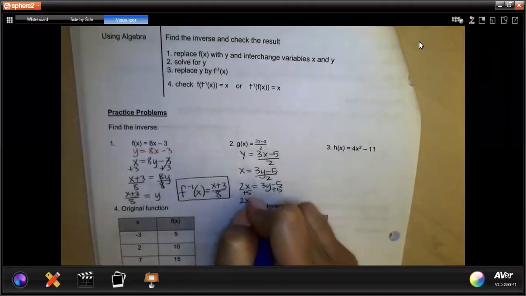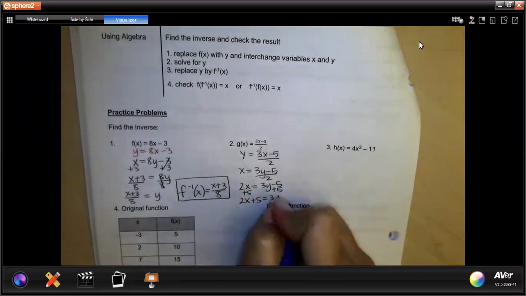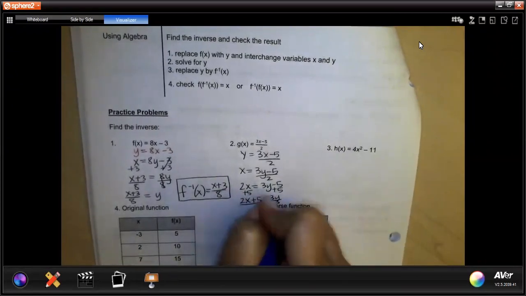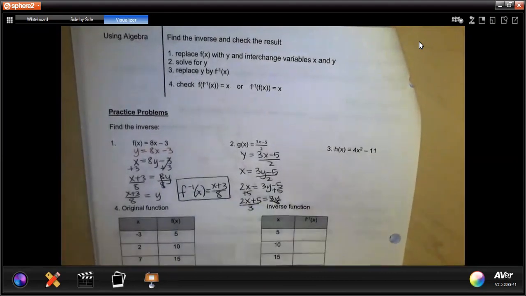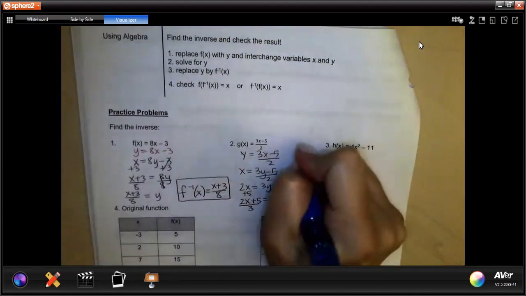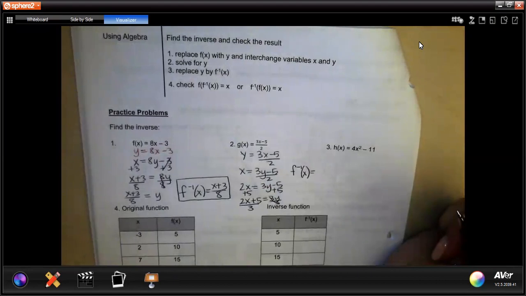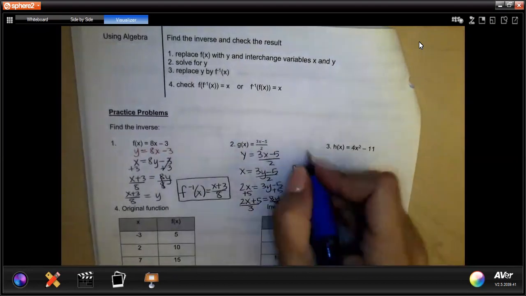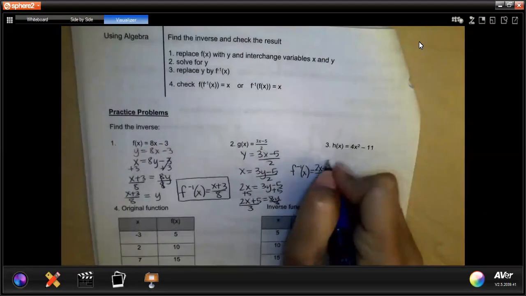And so we get 2x plus 5 equals 3y. And my last step is to divide by 3. Sorry about that, don't have a lot of space there. And so there is our inverse. I want to go ahead and write that with the proper notation. So I switch back to that f of negative 1 of x, and that is 2x plus 5 over 3.